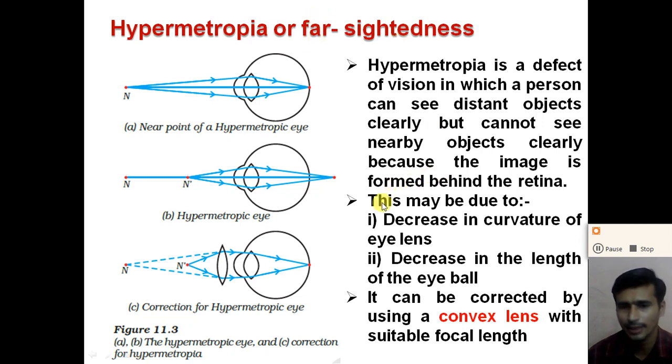So how can we correct this defect of vision? Hypermetropia or far-sightedness can be corrected by using a convex lens with a suitable focal length.